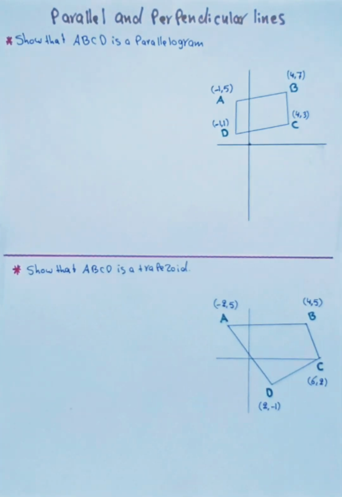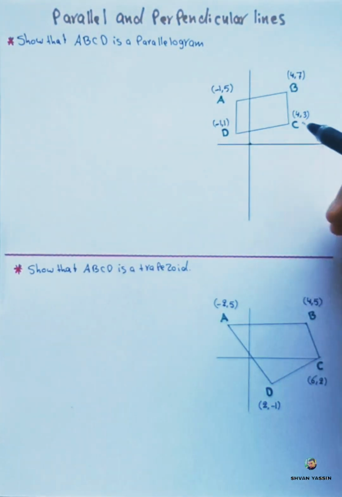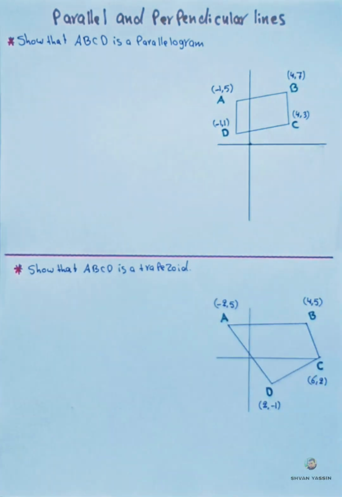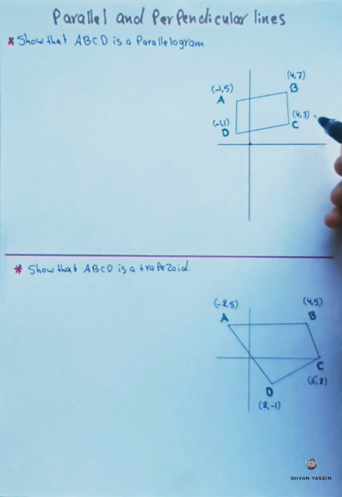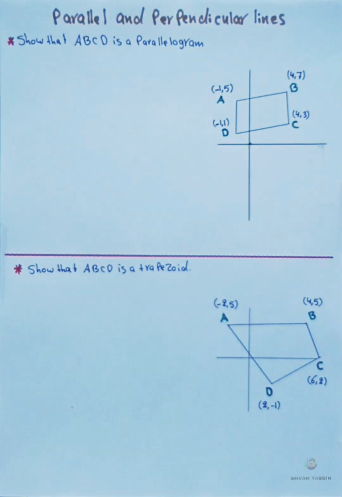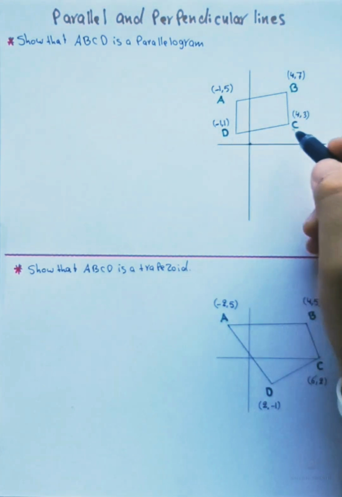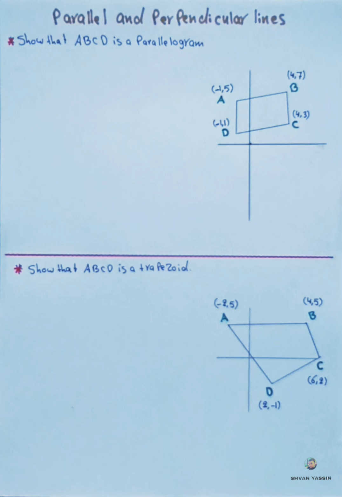After that, in the second part of this lesson about parallel lines, we have to show that in this example, ABCD is a parallelogram. First, we have to use these ordered pairs and the slope formula to find the slope of AB and CD. If they have the same slope, we can say these two lines are parallel.